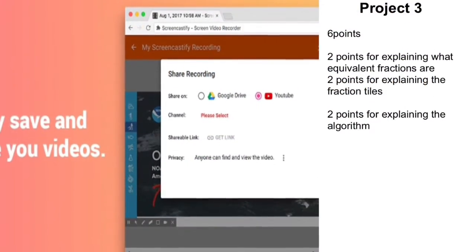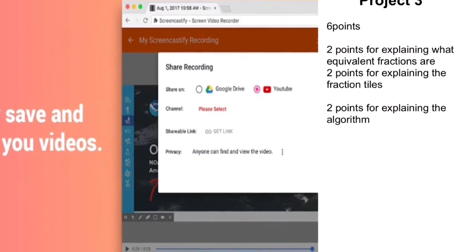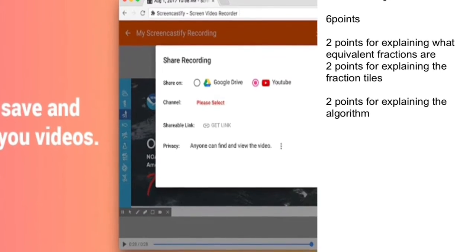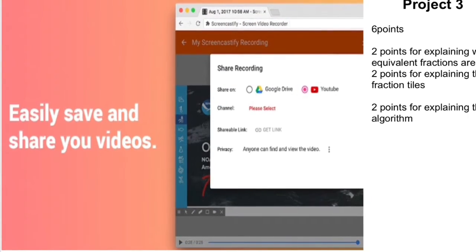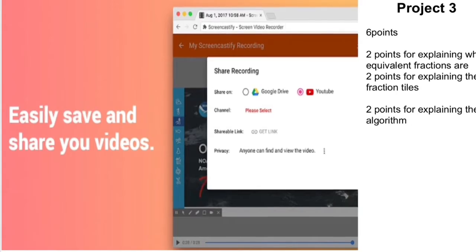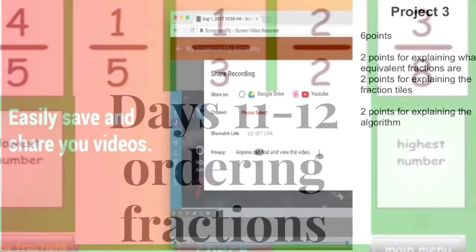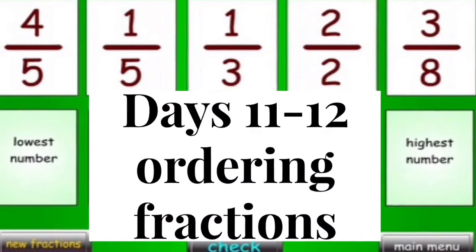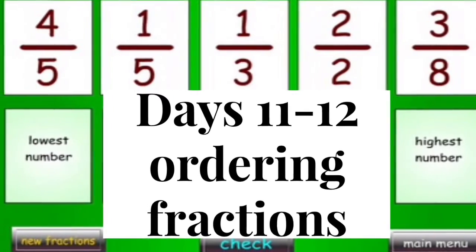On day 10, students will use a screenshot and will use Screencastify to make a video explaining equivalent fractions. This project will also be worth 6 points. Days 11 and 12 will be focusing on ordering fractions.